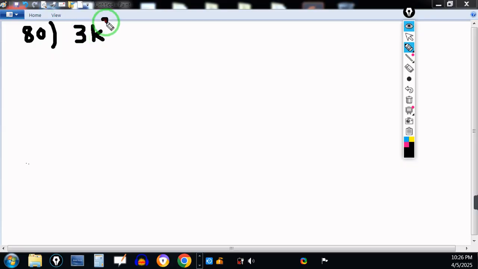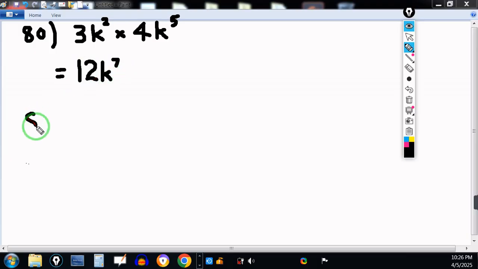3k squared times 4k^5. So just handle the numbers. 3 times 4 is 12. Since our positive powers are involved, so k, add the powers, 2 and 5 will be 7. Done.